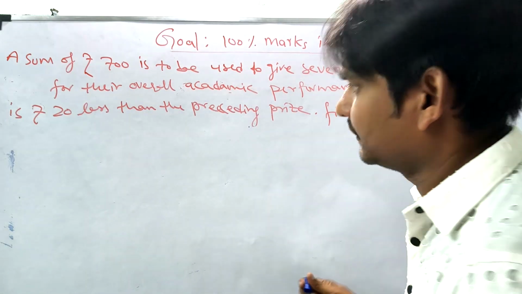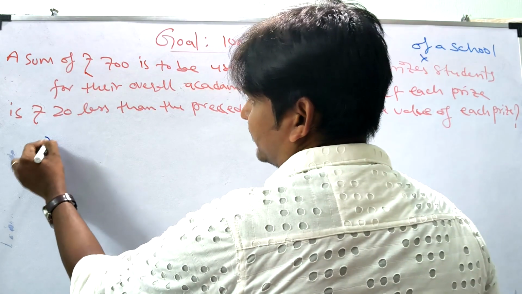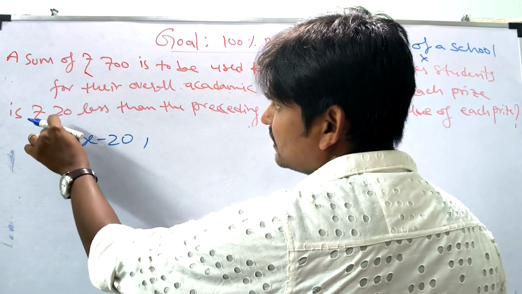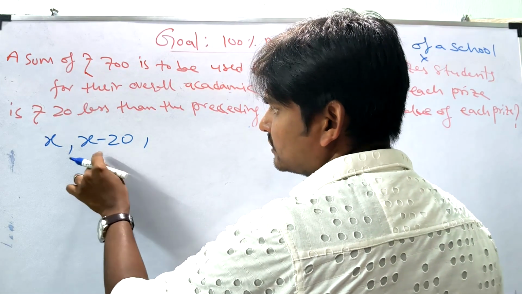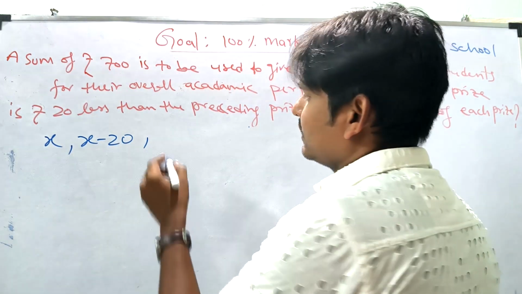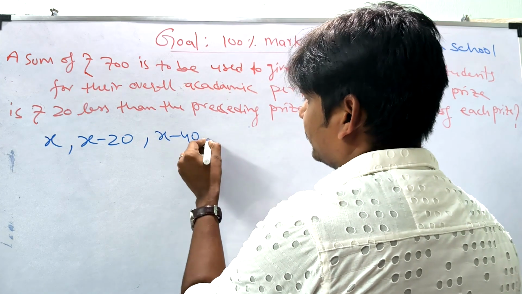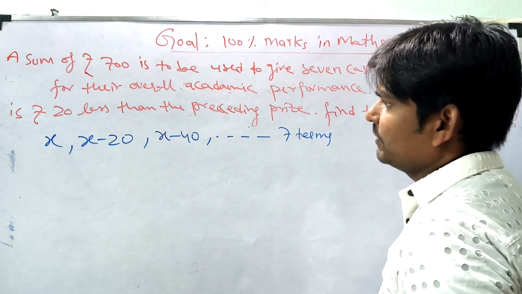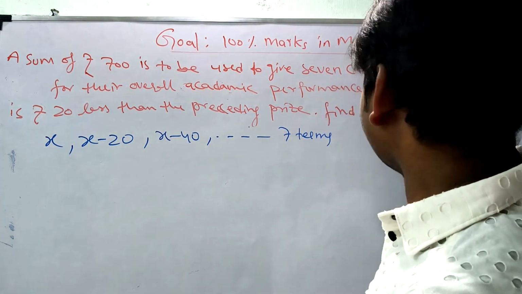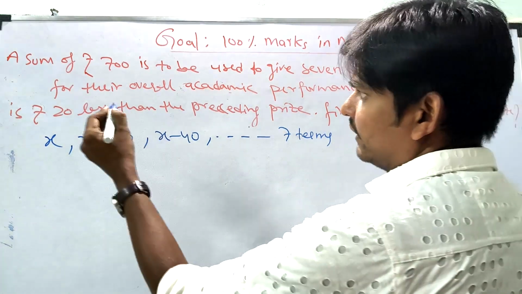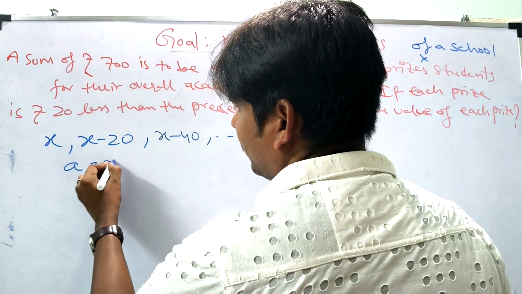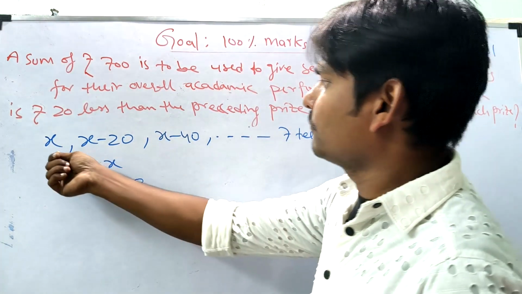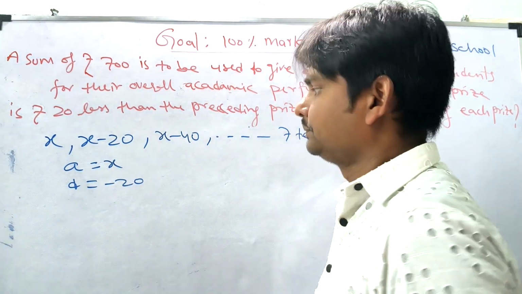How to find out? See here. We don't know the first term, let us assume it as x. The second term we can assume as x minus 20. Why? Because from the preceding term to the next term it is reducing 20 rupees. Now the third term x minus 40 and so on up to 7 terms, because here they are giving 7 cash prizes. Now a is equal to x, d is equal to minus 20. Clear? Because from first term to second term it is minus 20.